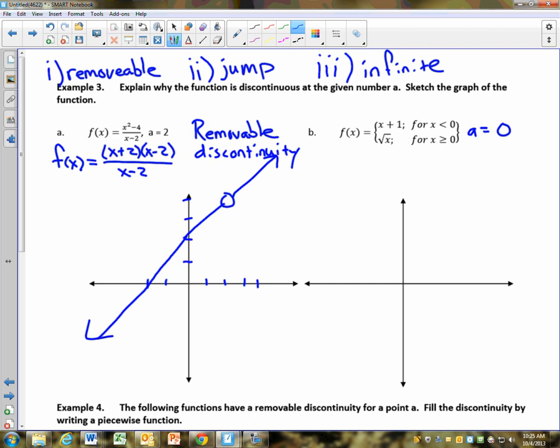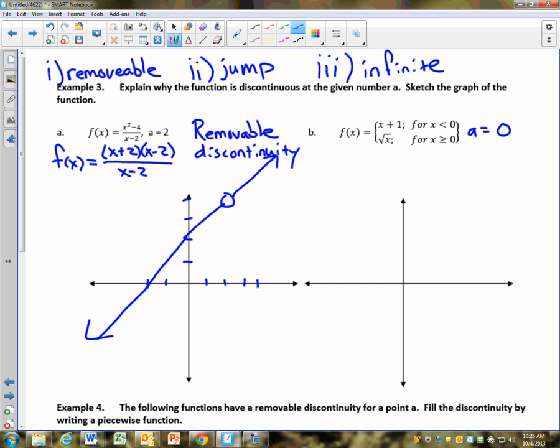The idea of a removable discontinuity is that the limit exists in those situations. We know exactly what the limit is, and so therefore we like it. We know a lot about it. It's not that big of a deal to us to have that little discontinuous portion there, and that's super important as we move on to calculus.